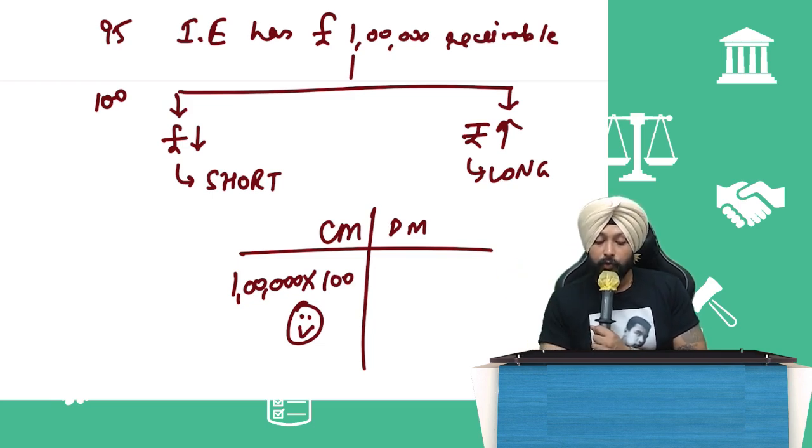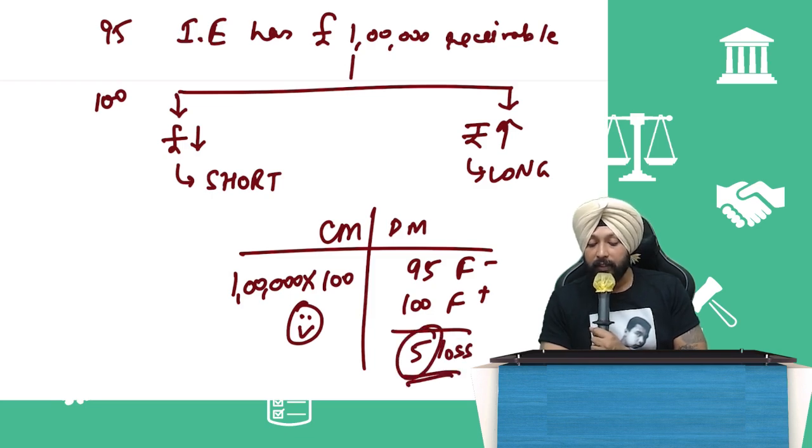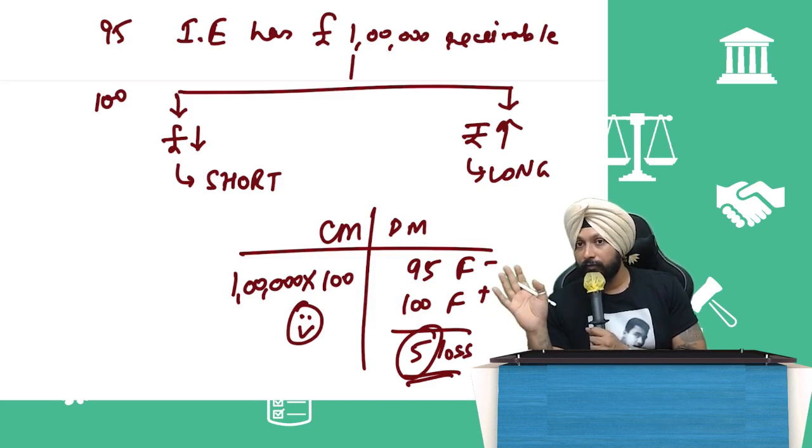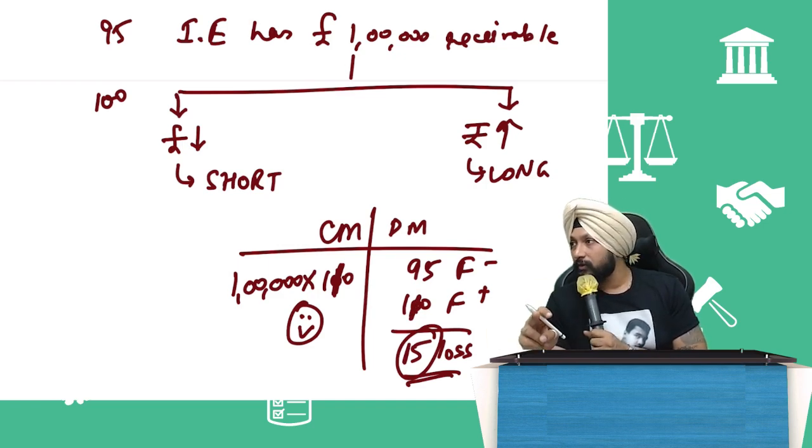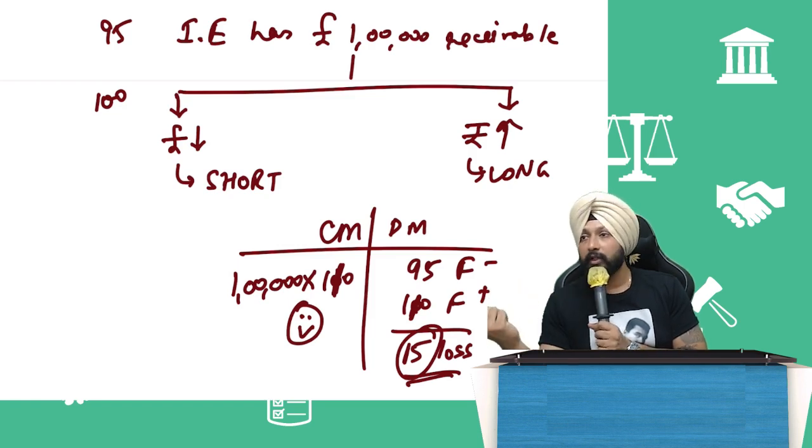Derivative market, you took a short position at 95, F minus 100, F plus, loss 5. Technically, the moment you take currency futures, you are locking in a price of 95. You got 100, you lost 5, so 95 becomes an effective inflow. If this is 110, then this is also 110. Then your loss is how much? 15. Net how much you got? 95. So it protects you against the adverse, but it does not allow you to enjoy the favorable.